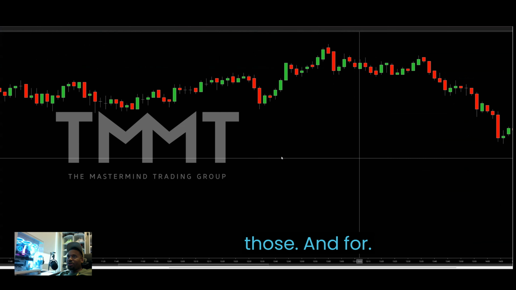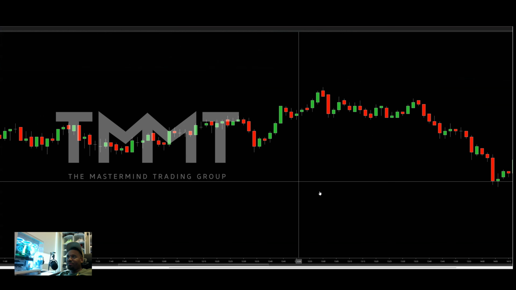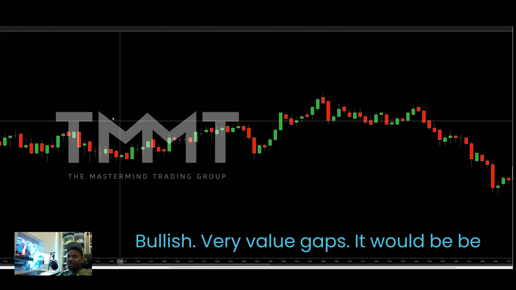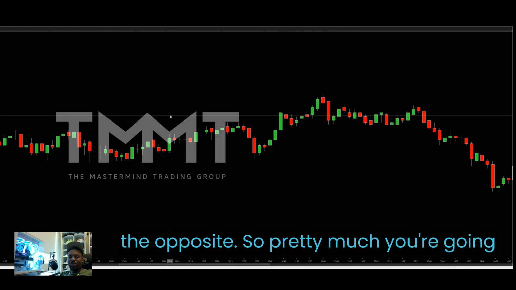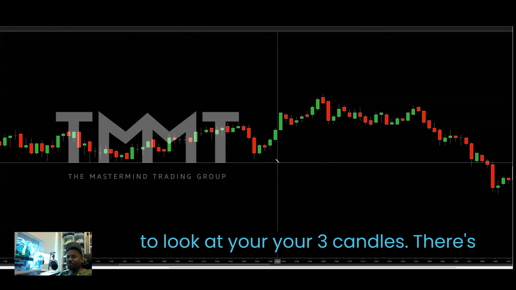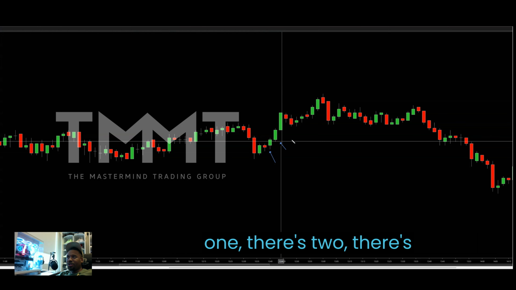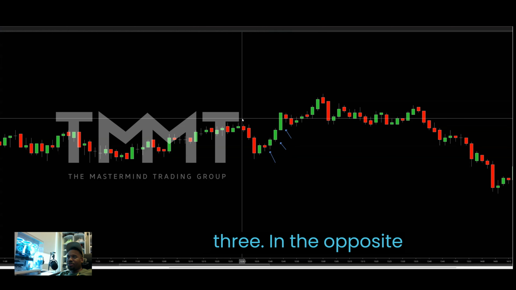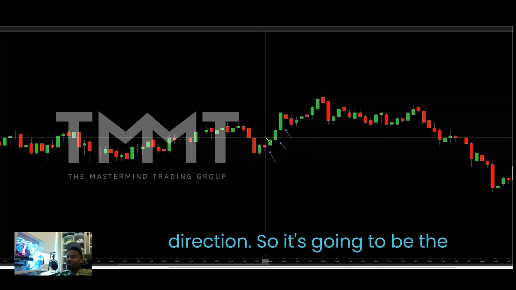And for bullish fair value gaps, it'll be the opposite. So pretty much you're gonna look at your three candles. There's one, there's two, there's three, in the opposite direction. So it's going to be the opposite setup.